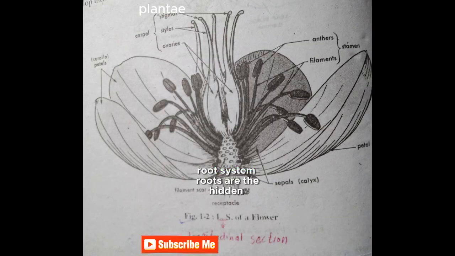Root system. Roots are the hidden heroes of plants, usually unseen, but absolutely vital. They anchor the plant in the soil, absorb water and minerals, and store food. There are two main types of root systems. Taproot system, found in plants like mustard, carrot, and bean. It consists of one main root growing deep into the soil, with smaller side roots.